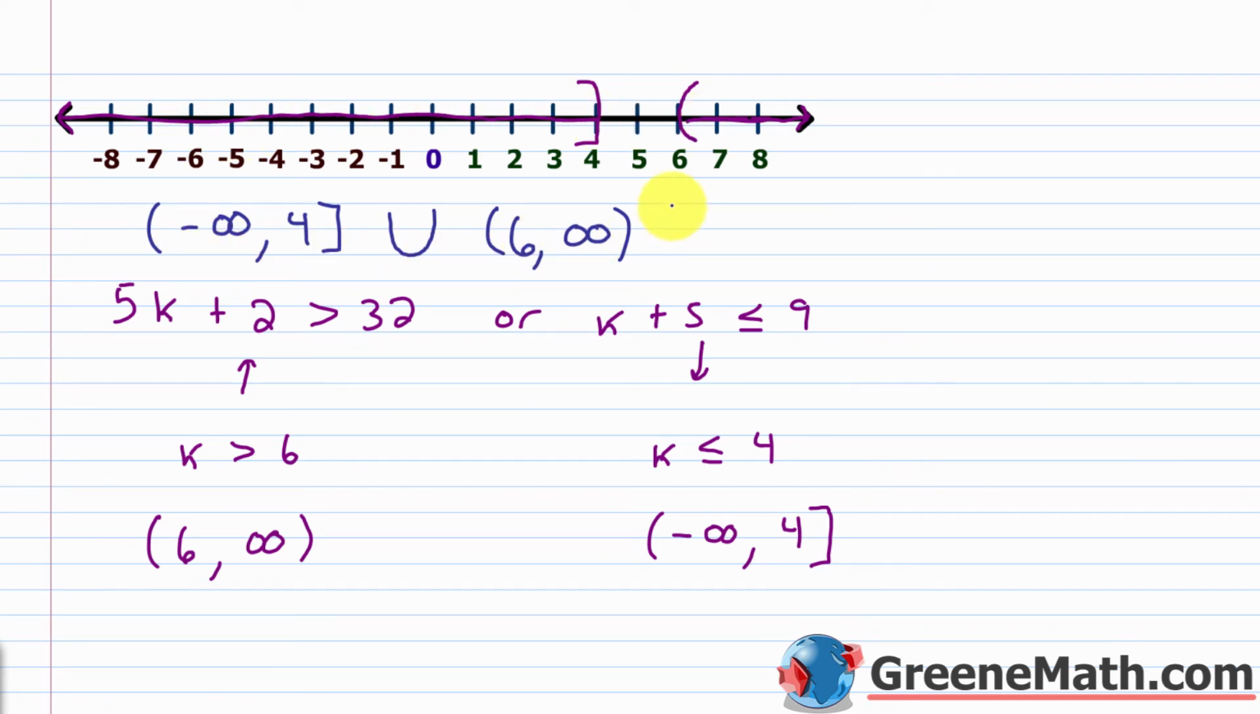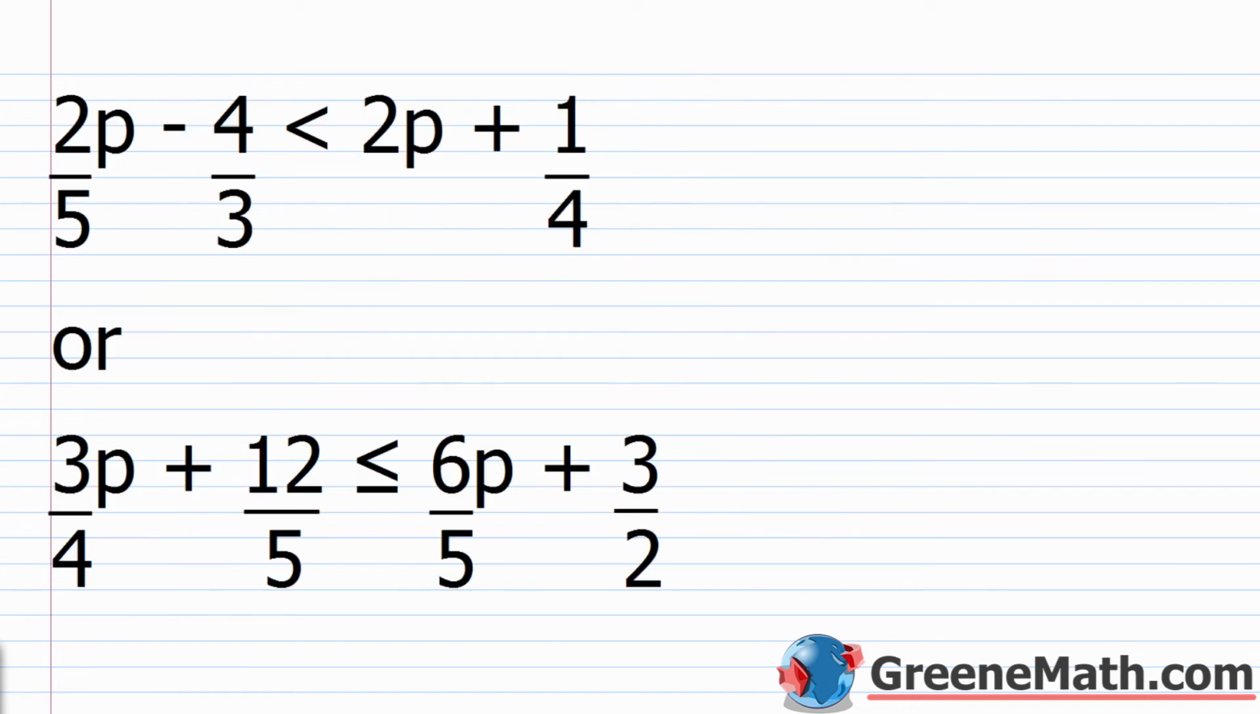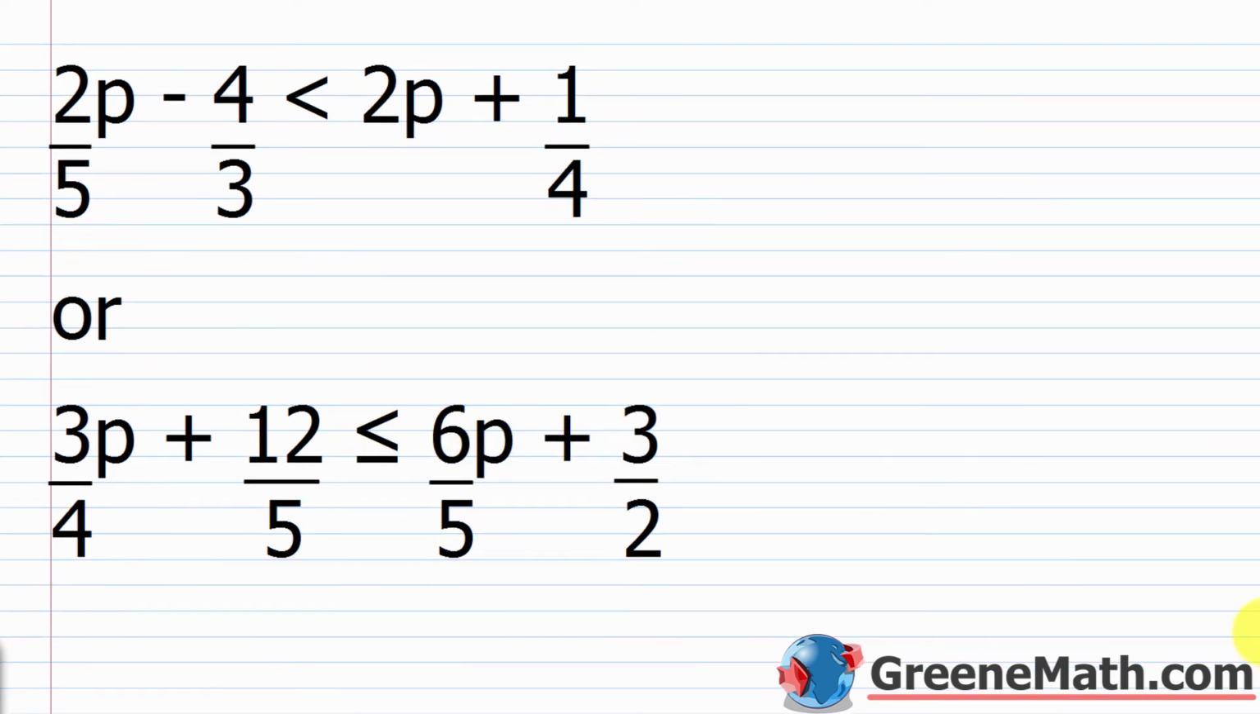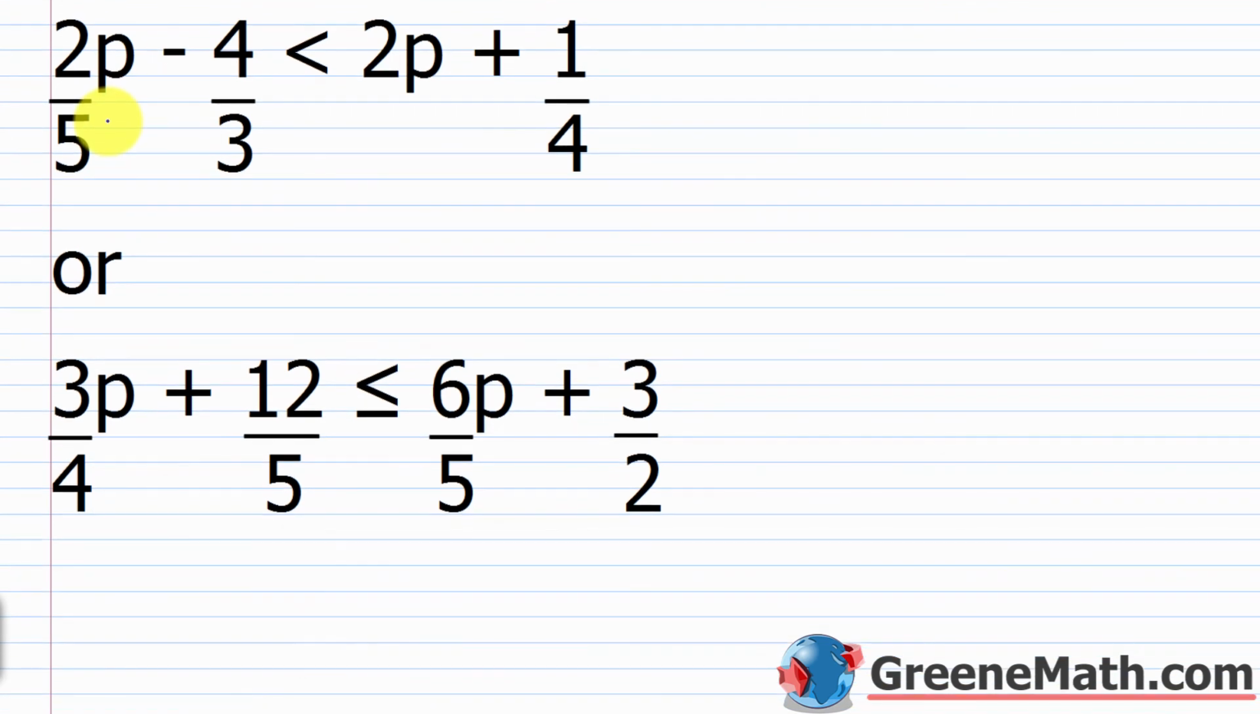And then additionally, you could write it just saying that k is less than or equal to 4, or, just put the word or, k is greater than 6. All right, for the next one, we're looking at 2/5 p minus 4/3 is less than 2p plus 1/4, or 3/4 p plus 12/5 is less than or equal to 6/5 p plus 3/2. All right, so let's start out with this guy right here.